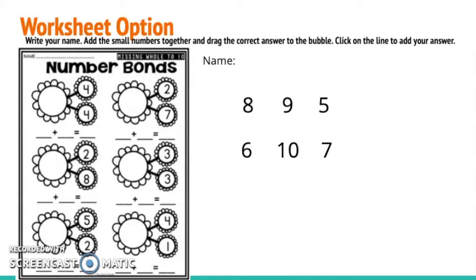Worksheet option. Select the word name and enter your name. Add the small numbers together and drag the correct answer to each bubble. Click on the lines below to complete the number sentence.